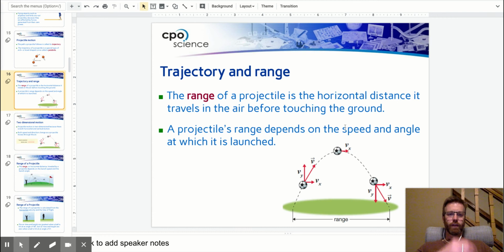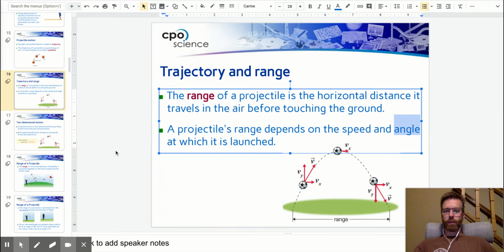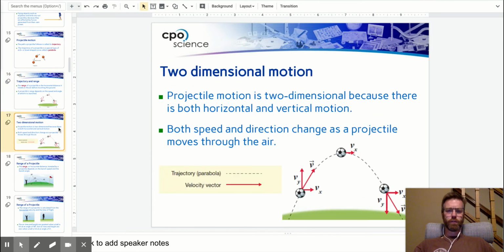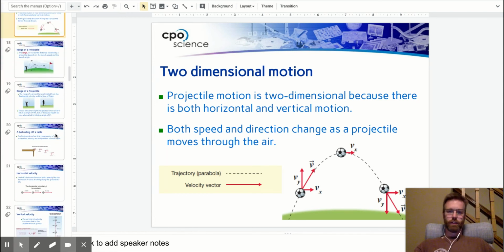And as you've now seen from your work in the lab, that does depend on the launch speed that you launch something at, and it depends on the angle, that is what angle you launch something at. So today we're going to dig in just a little further to two-dimensional motion, and I want you to think with me about how both horizontal and vertical motion can be tracked in a projectile.